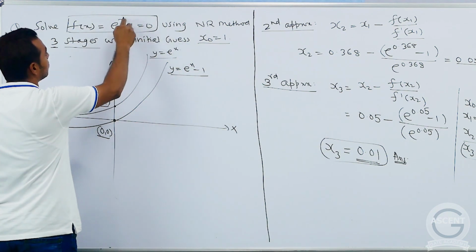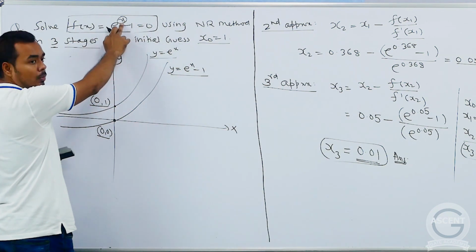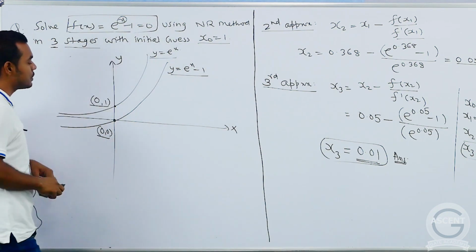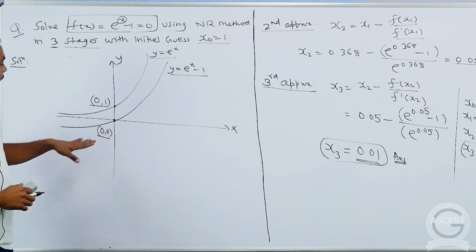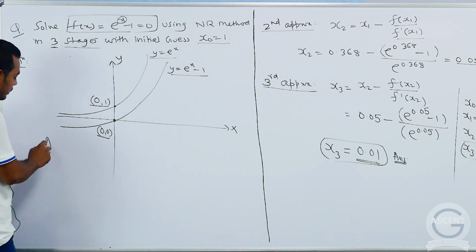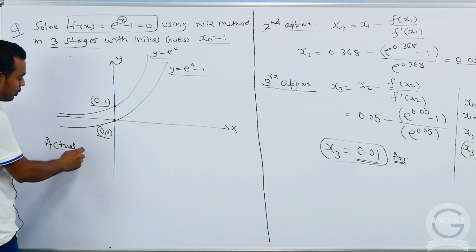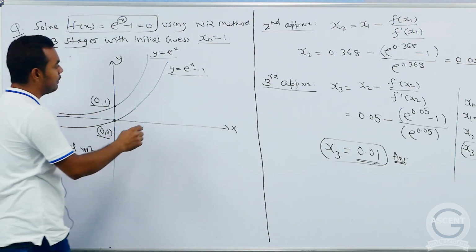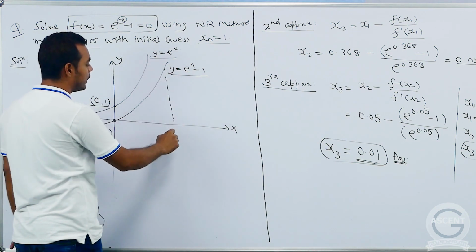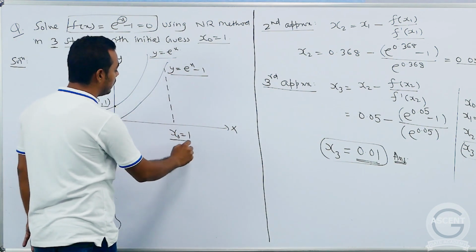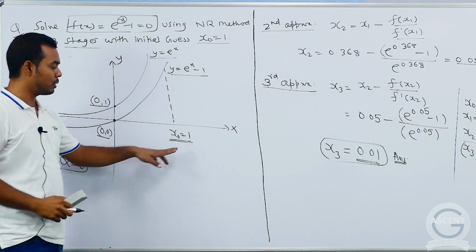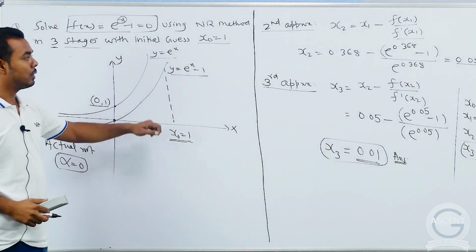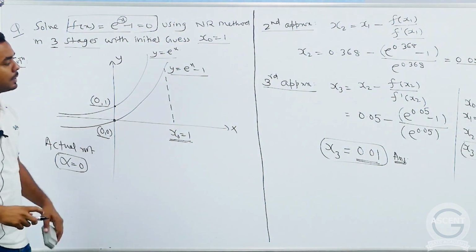You can verify this from here also. If you place x equals 0 here, then e to the power 0 will be 1, and 1 minus 1 is 0. So this means the actual root alpha of this equation is 0. We started with the initial guess of 1. Initial guess x0 was 1. So initially we guessed that the root of this equation is 1. Now the first approximation was 0.368.